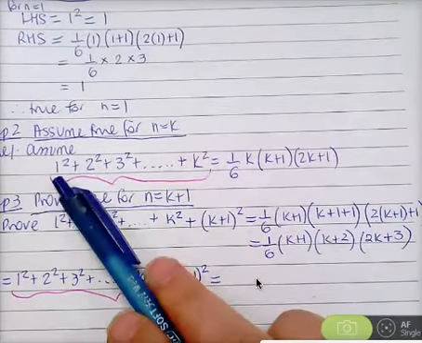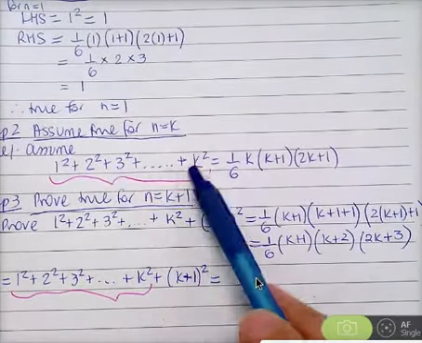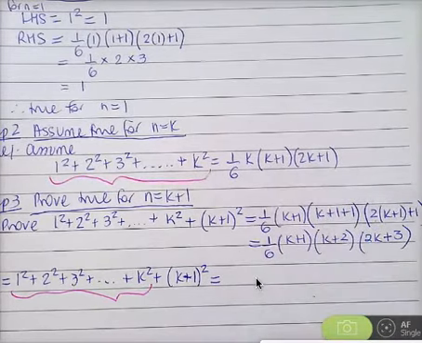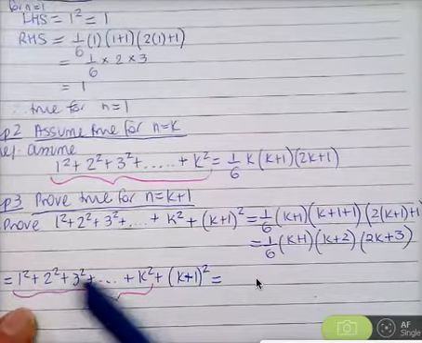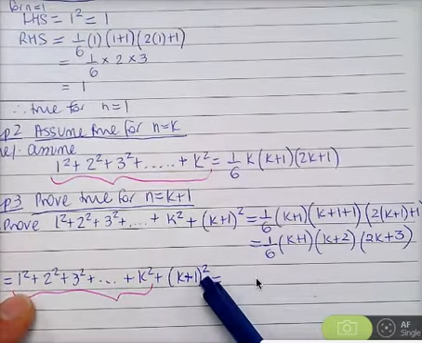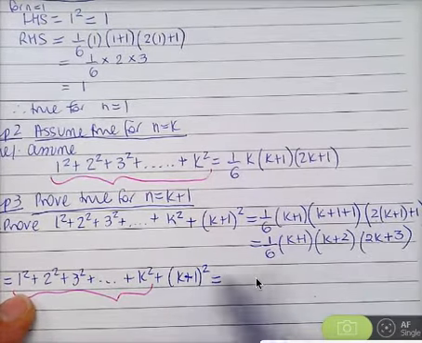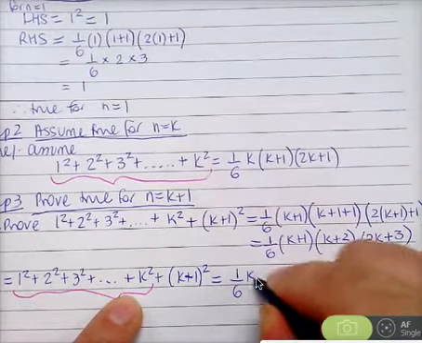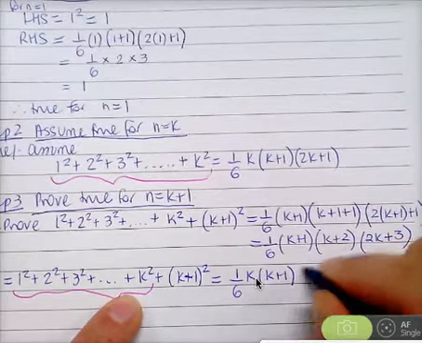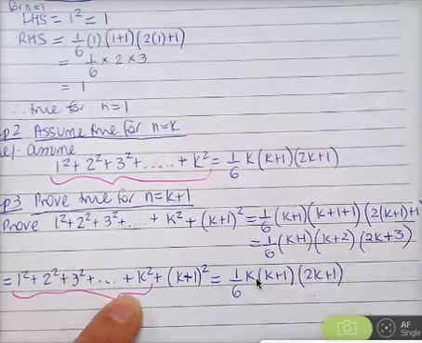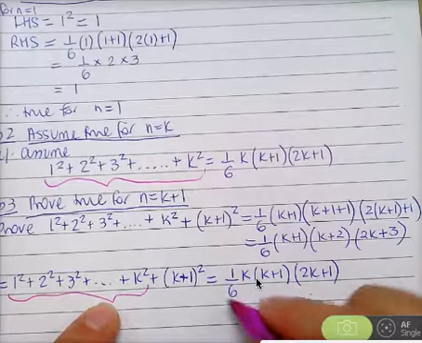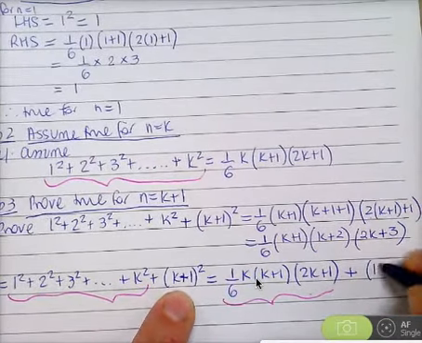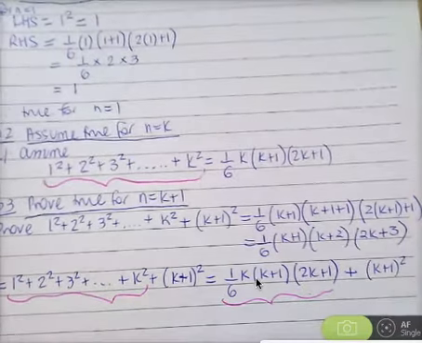Girls, your assumption is that 1 squared plus 2 squared plus 3 squared plus up to K squared equals 1/6 K plus 1, 2K plus 1. So we're trying to prove that all of this plus the extra K plus 1 squared equals that. So what can I replace that with? Yeah, 1/6 K, bracket, K plus 1, 2K plus 1. So that pink bit equals this pink bit. What else do I have to add? Plus K plus 1 squared.